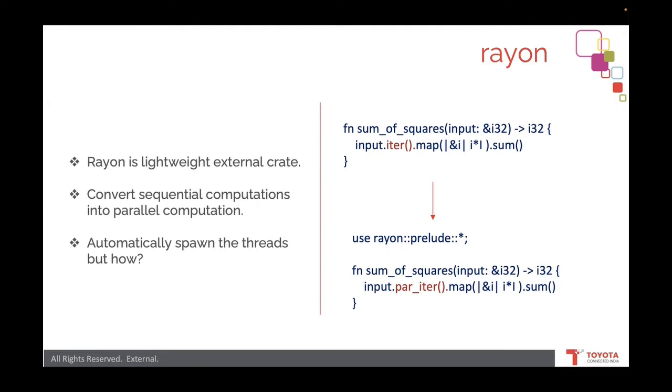On the above side, you can see it is just standard code for the sum of squares. But when we use the Rayon library, we just change the iterator into a parallel iterator, and we can achieve concurrency. Here, I'm also going to show one live example of the same.